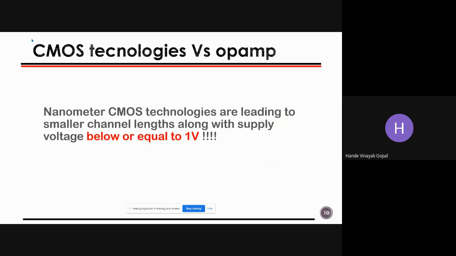Okay, now we'll come to the real problem which people are facing nowadays. That is, nanometer CMOS technologies are leading to smaller channel length along with a supply voltage below or equal to 1 volt. Now, in whatever technology I have worked, the maximum permissible VDD is 1 volt or 1.1 volt, depending upon the foundry. It varies, but generally we can stick to 1 volt.